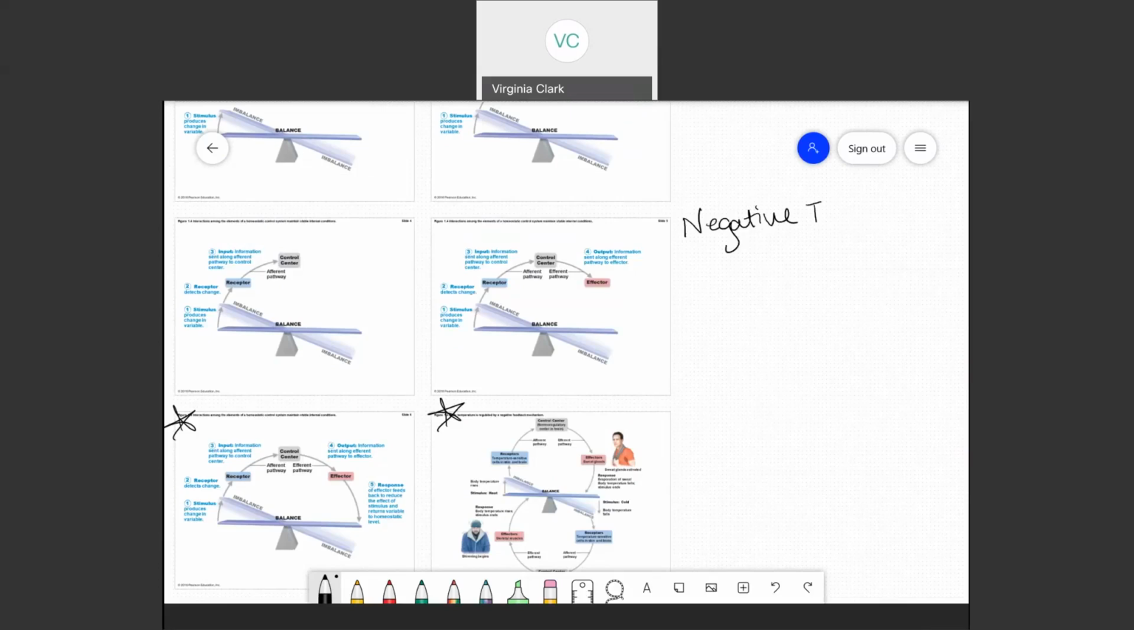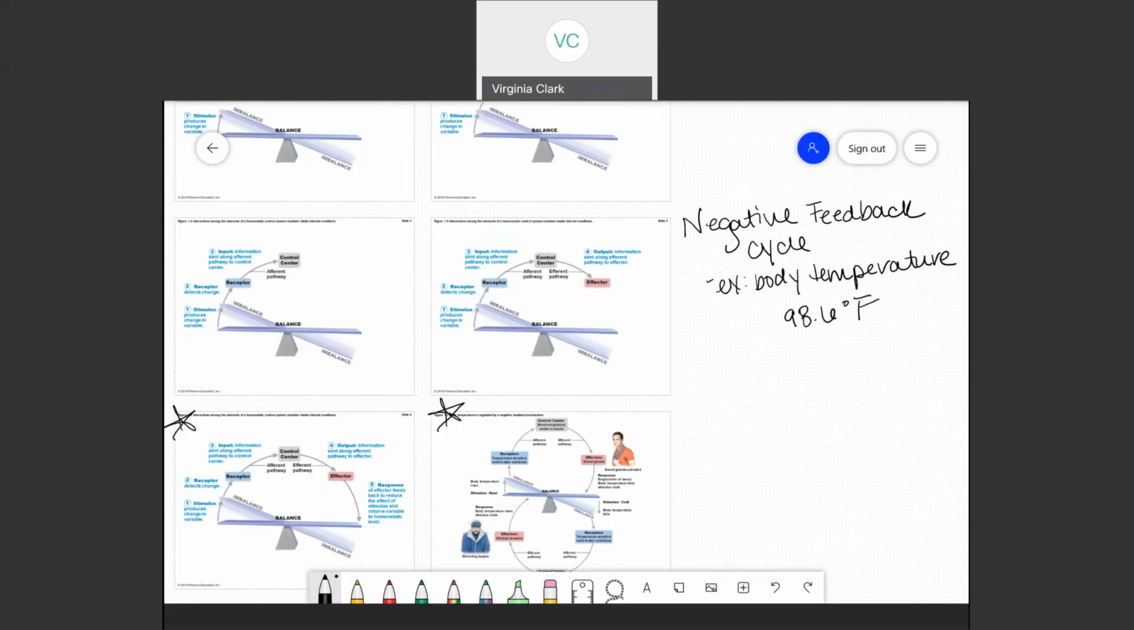So with this negative feedback cycle, the example we're going to use is body temperature. Now remember, we said at the very beginning, one of our survival needs is that we need to maintain our body temperature. So we need to maintain our temperature at 98.6 degrees Fahrenheit.